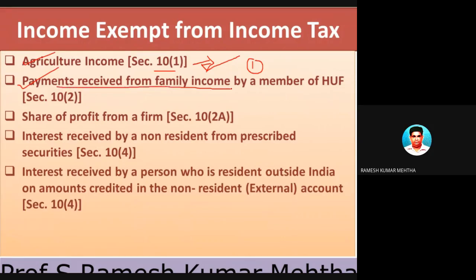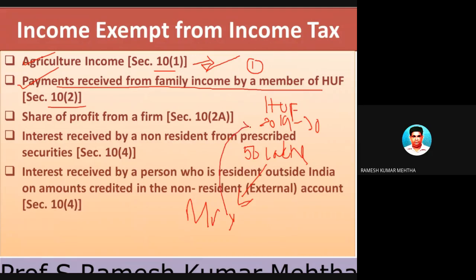Payments received from the family income by a member of a Hindu undivided family. For example, there is a Hindu undivided family, and the income for the financial year 2019-20 is some 50 lakh rupees. Mr. X is a member of the Hindu undivided family. Now after paying tax on this 50 lakh rupees, assuming that the remaining amount is some 36 lakh rupees, out of this 3 or 4 lakhs is given to Mr. X, who is a member of the Hindu undivided family.